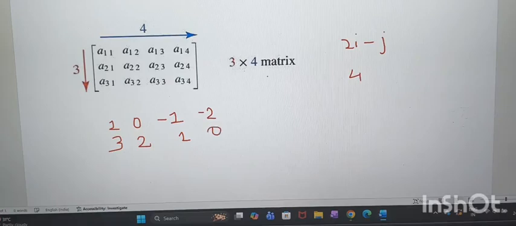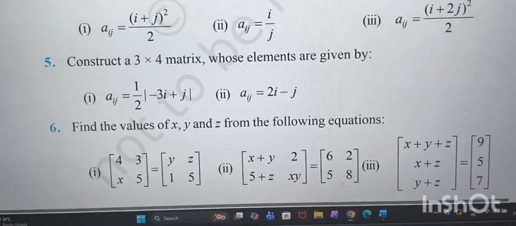Then again row changed, so now all the values of i will be 3 only, so you can just put 3 into 2, that is 6. J value keeps changing, first it is 1, so 6 minus 1 will be 5, 6 minus 2 will be 4, 6 minus 3 will be 3, then 6 minus 4 will be 2. Very simple, this will be our matrix. Now let's move on to the next question.